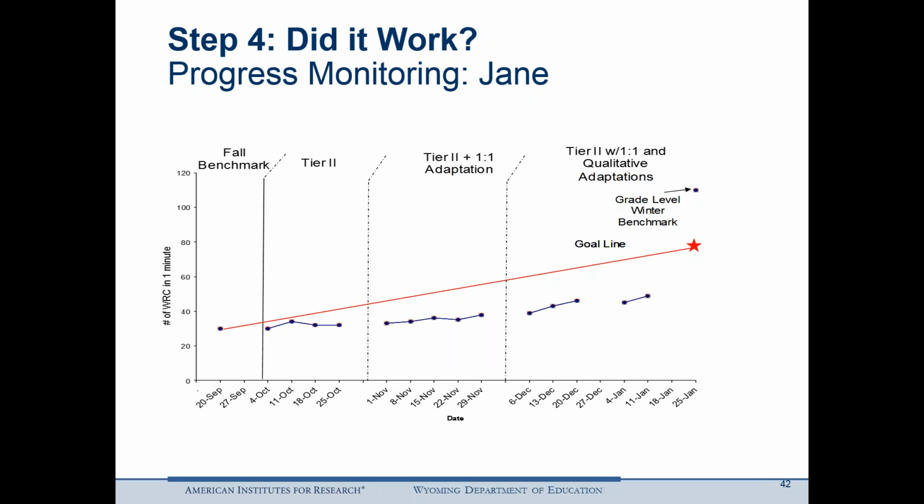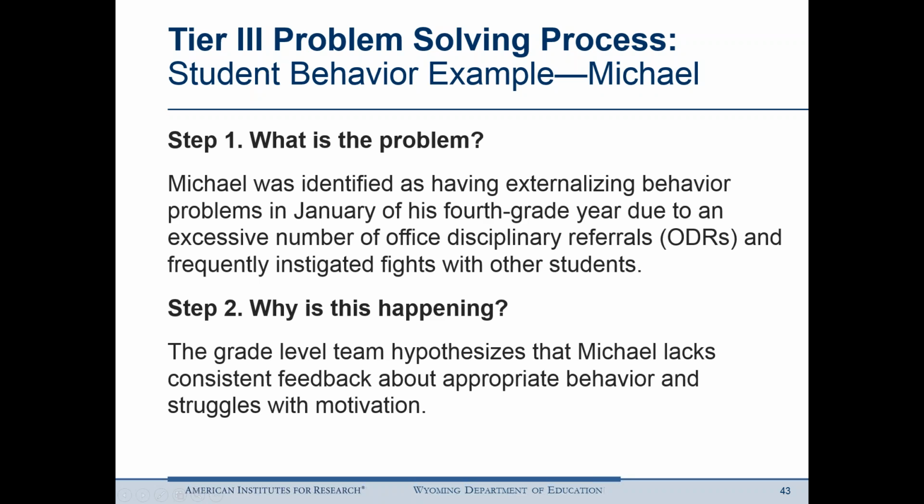As you learned earlier, data-based individualization in Tier 3 is an ongoing process. The team would likely consider adapting instruction even if she was found eligible for special ed. In this next scenario, we will apply the process to a student with behavioral challenges.